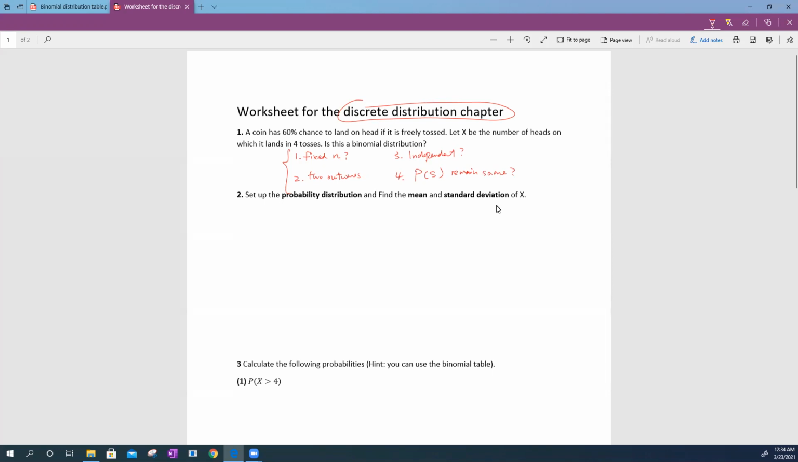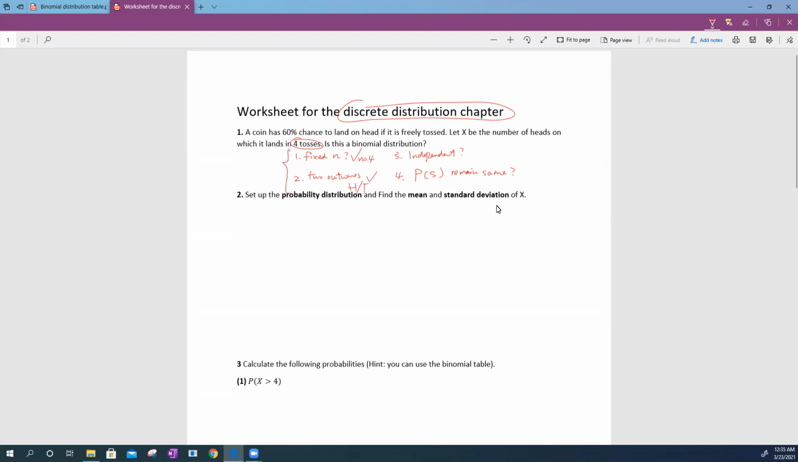Fixed number of trials, n. Do we have the total number of trials? X is the number of heads on which it lands in 4 tosses. So that means n equals 4. No problem, number 1 verified. And then 2, do we have 2 possible outcomes? So heads or tails, right? So 2 outcomes, only those 2 outcomes, heads or tails.